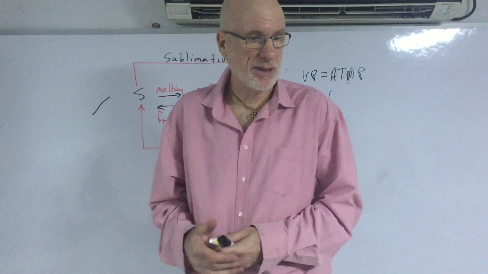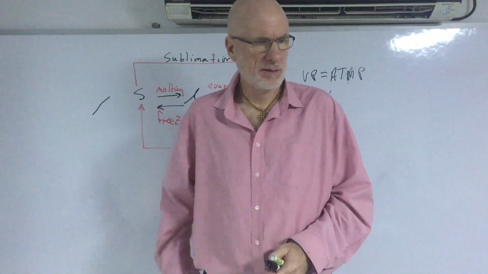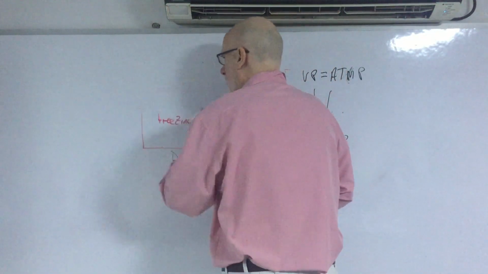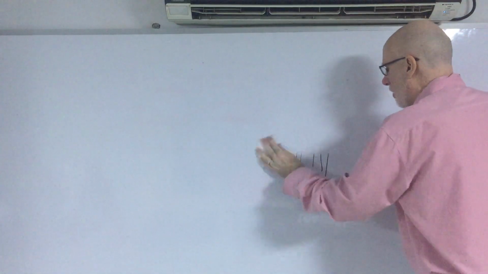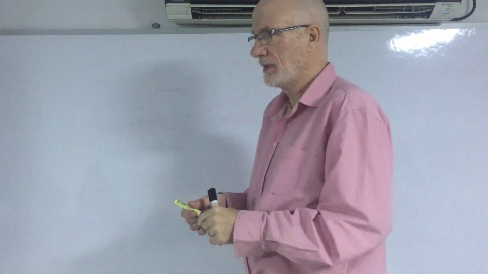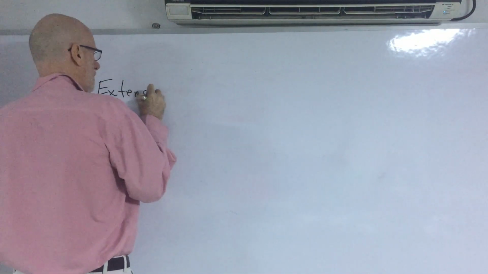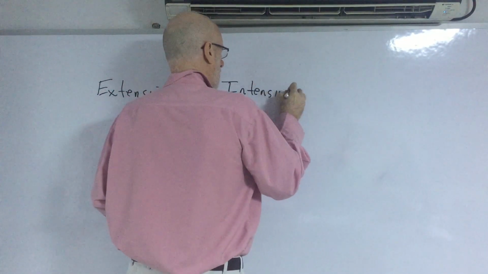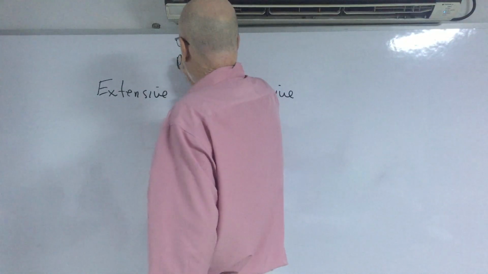Now, there's two kinds of properties. There's two kinds of physical properties, guys. And they're both going to be on the test. They don't mention this in the book, but I'm mentioning it here, so you have to know it. Understood? It's called extensive and intensive. These are extensive and intensive physical properties.